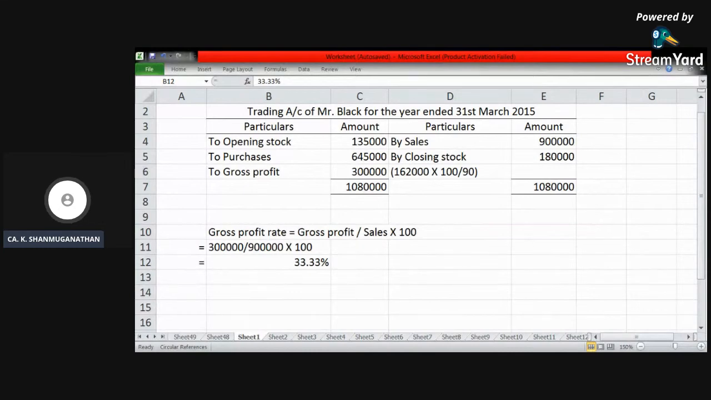Prepare another trading account, from 1st April 2015 to 2nd June 2015. In that, find the closing stock as a balancing figure. For that, two adjustments are required. First, from sales you should reduce 75,000 because the goods are not dispatched. They are still in our godown, so it is not sales at all.